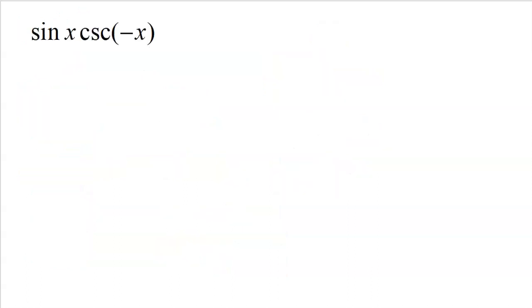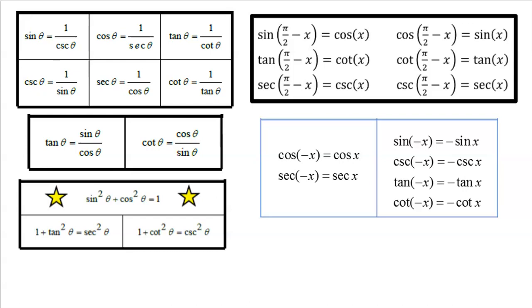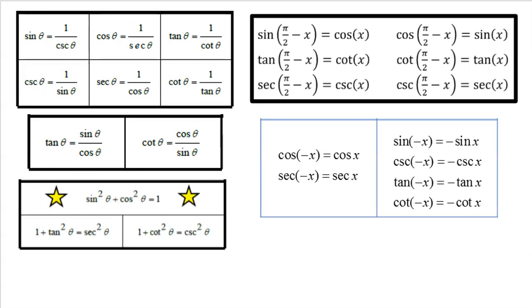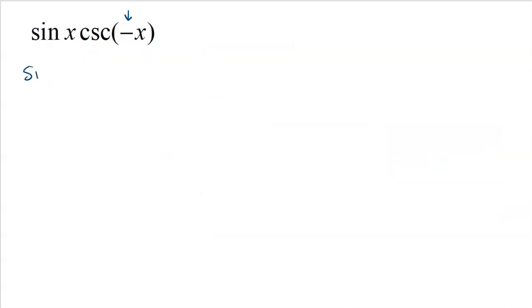All right, here's another one. Oh, wait a minute. As soon as I see an x that's negative, I'm going to go right to those even-odd identities, right? So again, look at the problem. Cosecant of negative x, that's right here. Cosecant of negative x equals negative cosecant of x. So that's the first thing I'm going to do is I'm going to say this is sine of x times negative cosecant of x, right? That's using one of those even-odd identities.